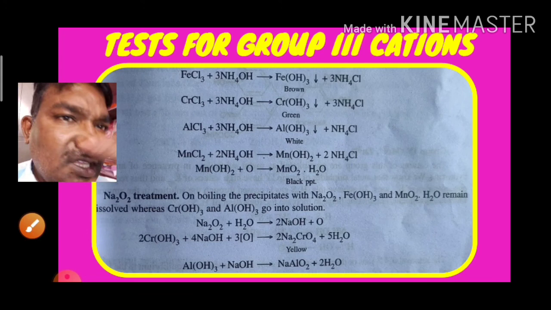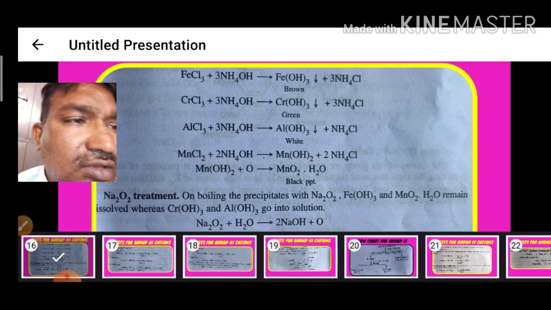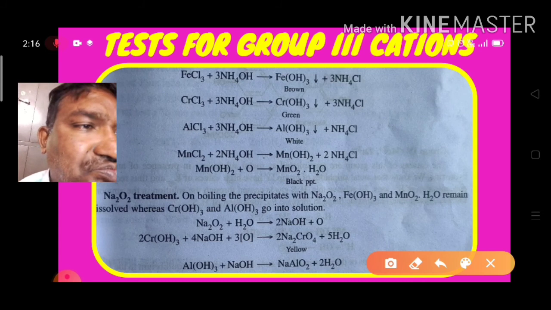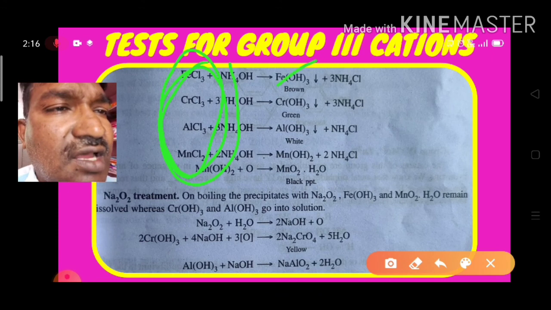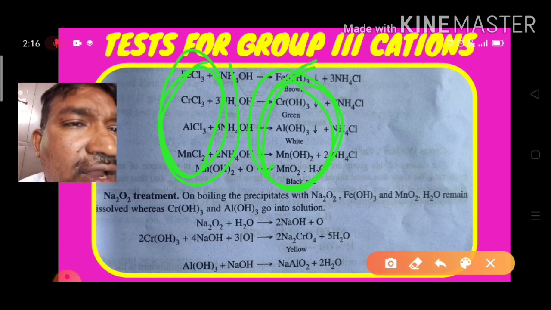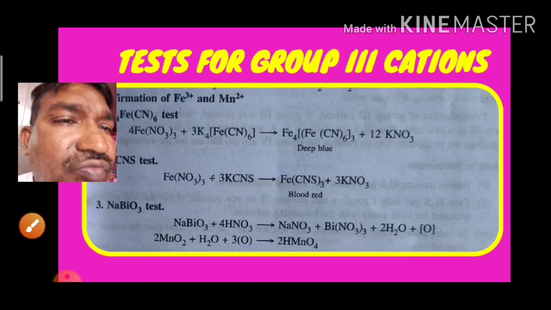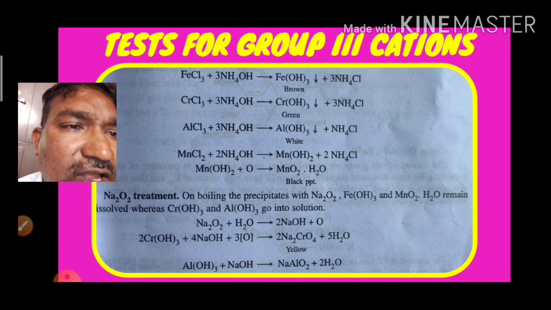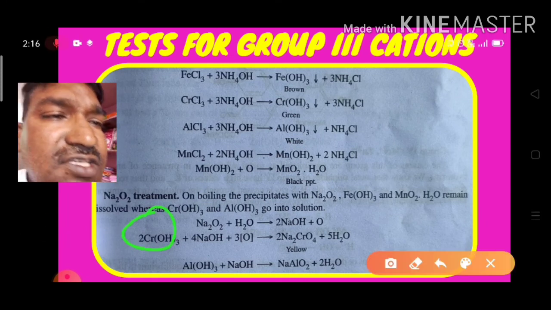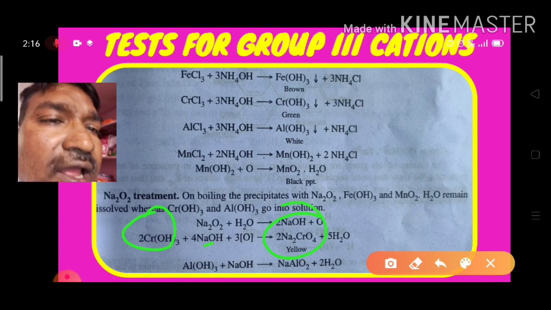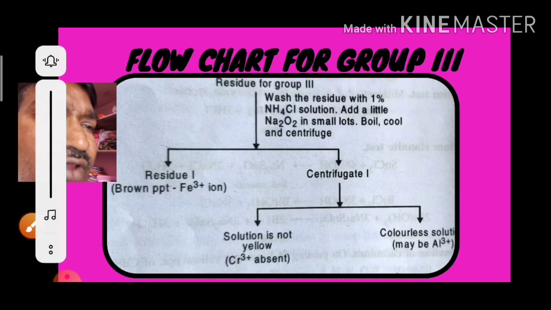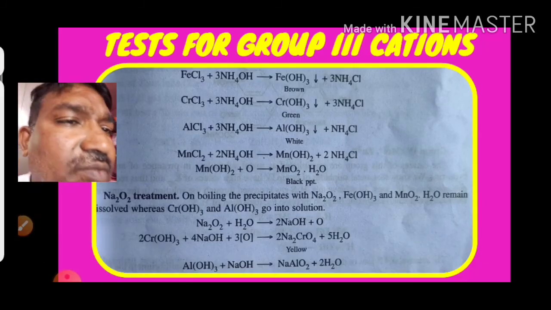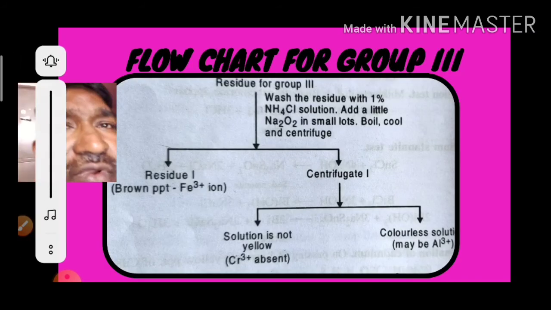Now these are the equations related to the third group tests. Here ferric ion, chromic ion, aluminum ion and manganese ion are precipitated as their hydroxides, and due to the addition of sodium peroxide, what happens here? Chromic ion changes into the yellow color solution, and aluminum hydroxide is a white color precipitate. If you add excess NaOH, then you get a clear solution.